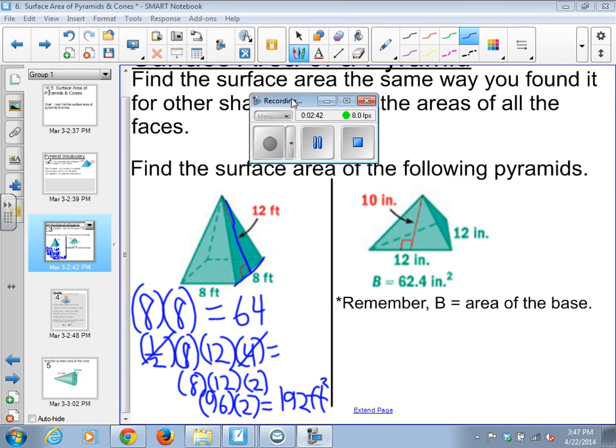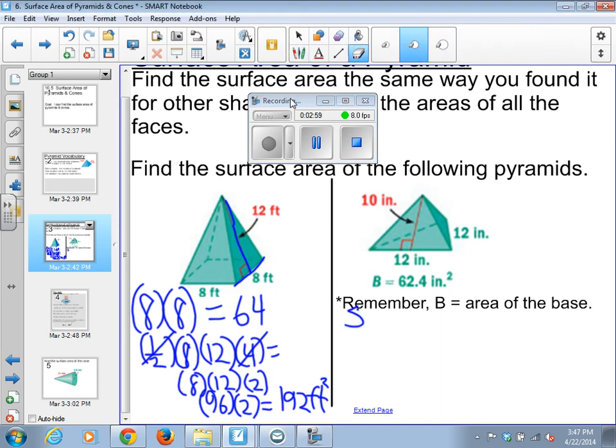Now we have this one. We have a triangular pyramid here. And we are in luck. We're told that the area of the base is 62.4 inches squared. So we can go ahead. We know that the surface area, well, actually, you know what? That doesn't matter for us. That's for volume, another lesson. So let's go ahead and find the surface area of this shape.